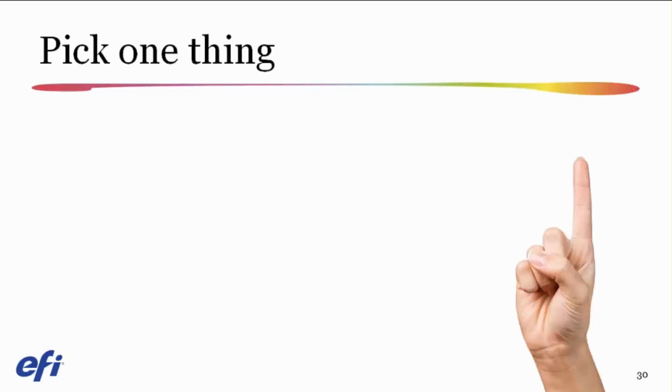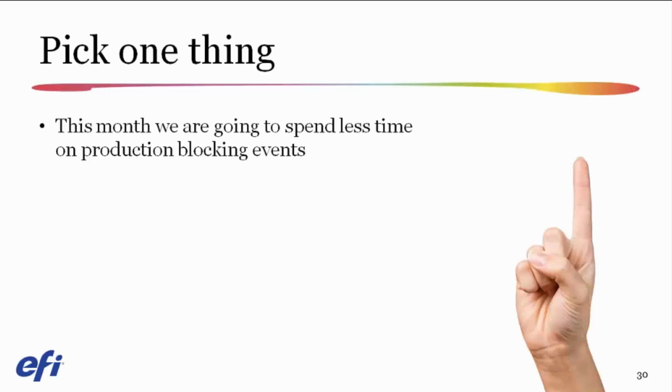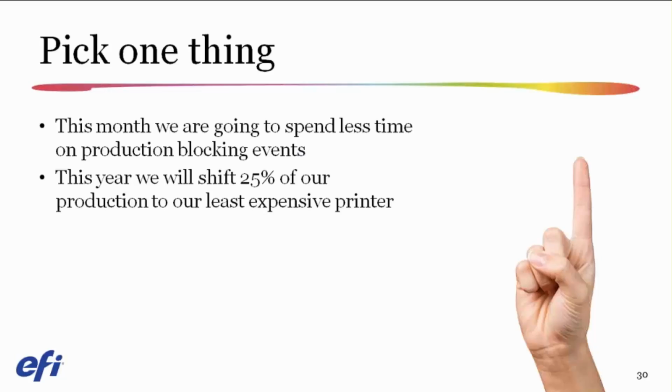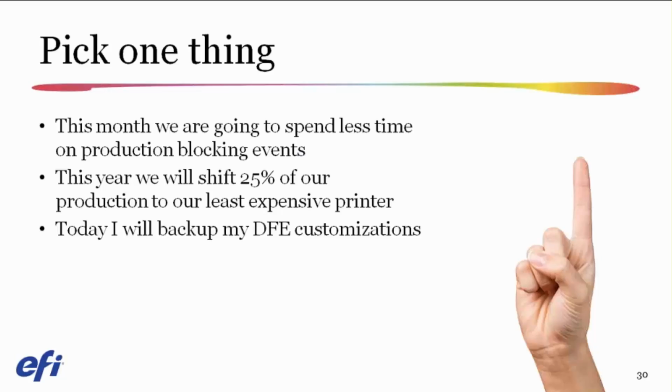Once you pick an analytics tool, if I've talked you into that, the hardest thing is to get started. So just pick one thing and think about what would be most helpful for you. We're going to spend less time on production blocking events. Reseller, vendor, partner, help me. How are you going to help me here? This year we're going to shift 25% of our production to our least expensive printer. Next time I'm not going to be burnt when my configuration goes away, whether it's an operator blasting a profile or a helpful service person re-imaging my system.